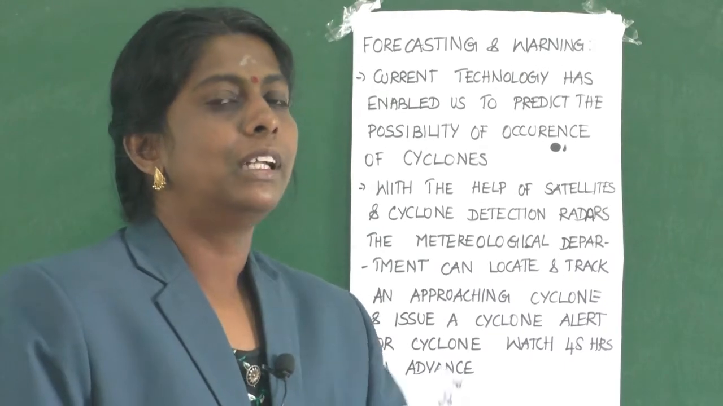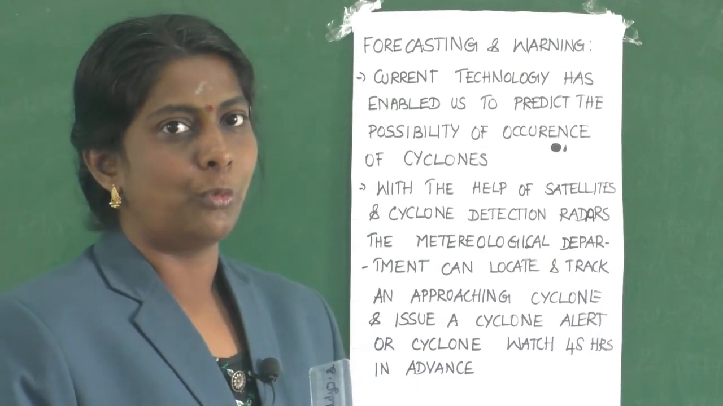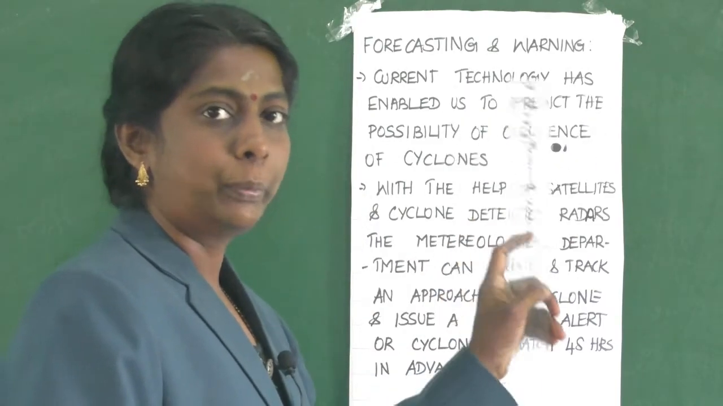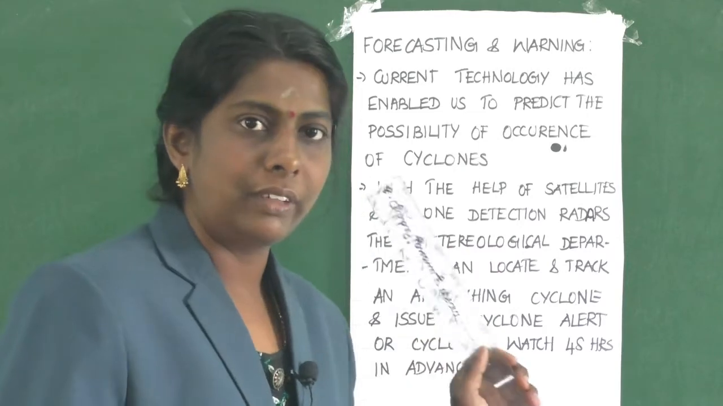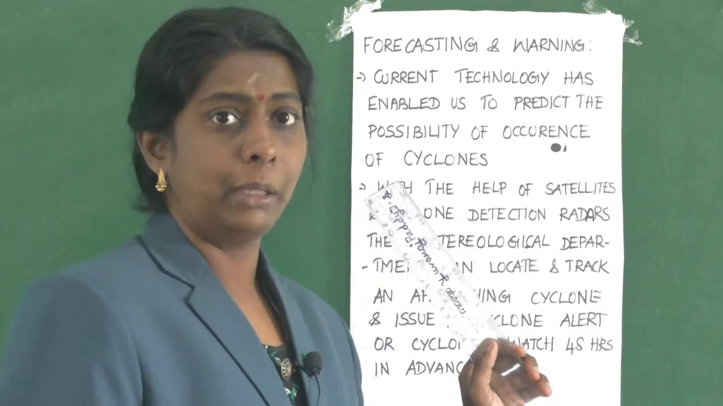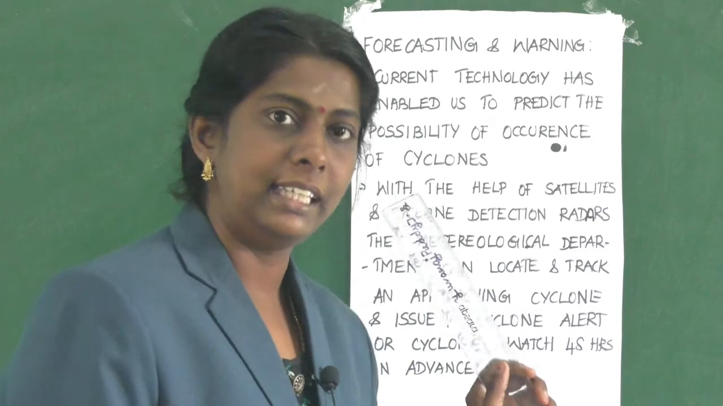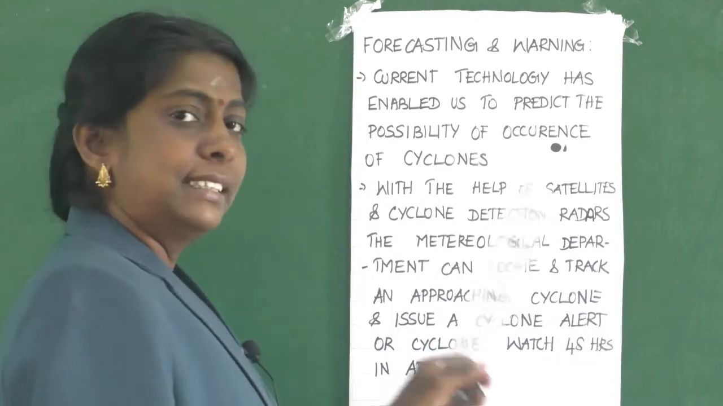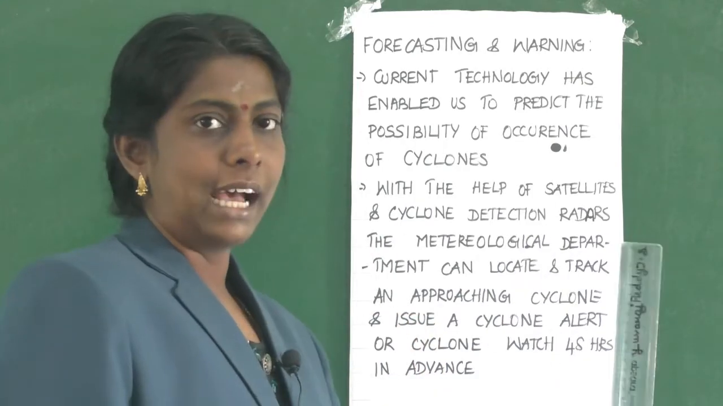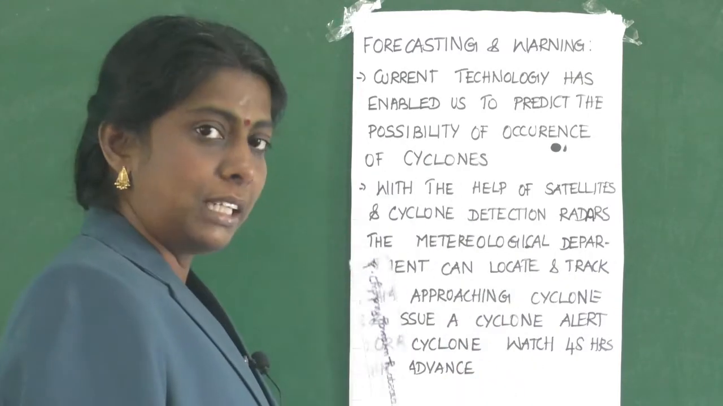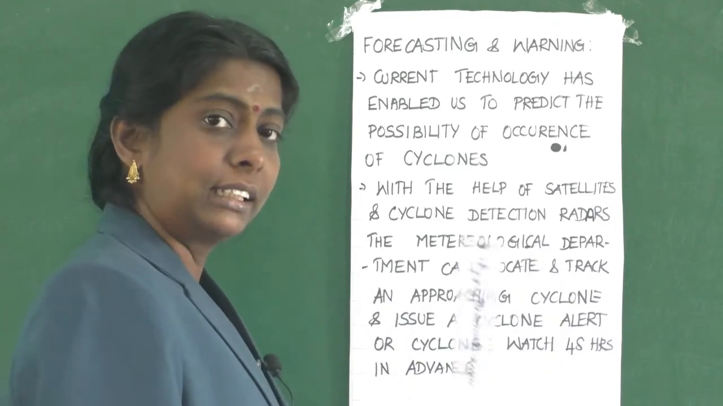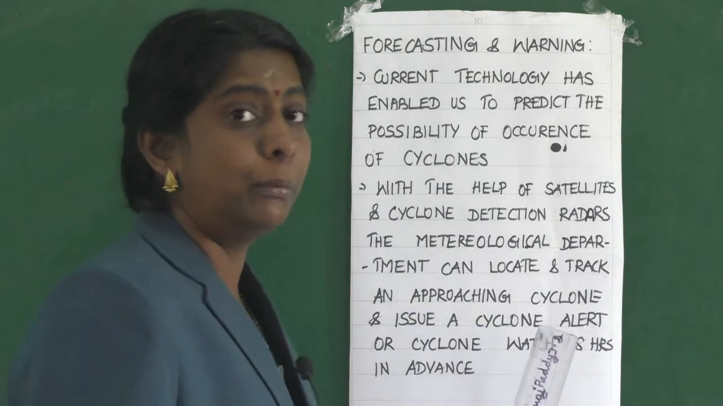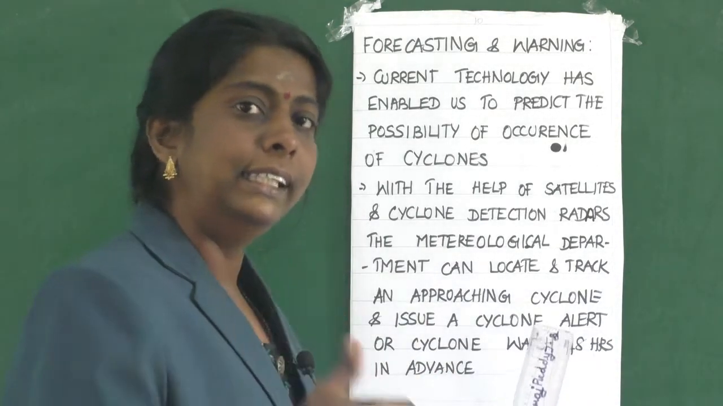Yes children, now let us learn about forecasting and warning. Current technology has enabled us to predict the possibility of occurrence of cyclones. With the help of satellites and cyclone detection radars, the meteorological department can locate and track an approaching cyclone and issue a cyclone alert.